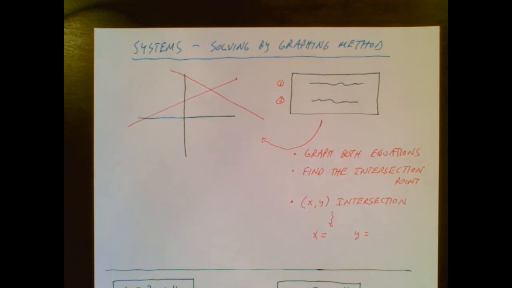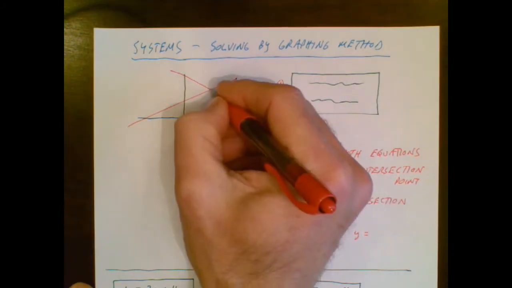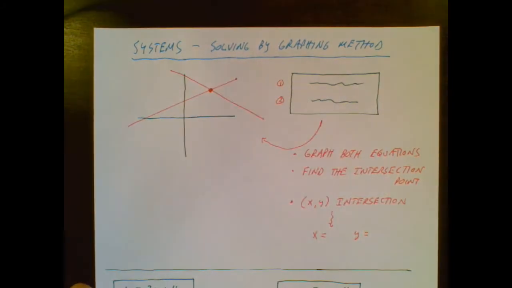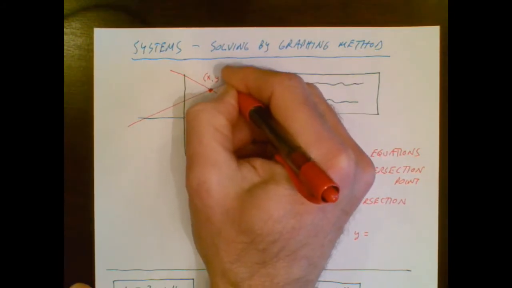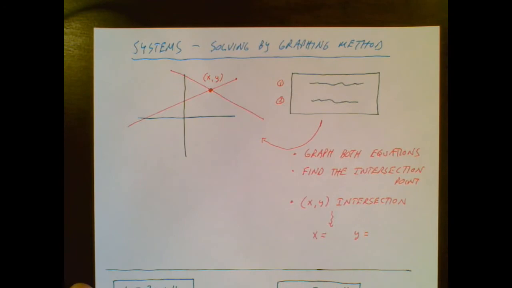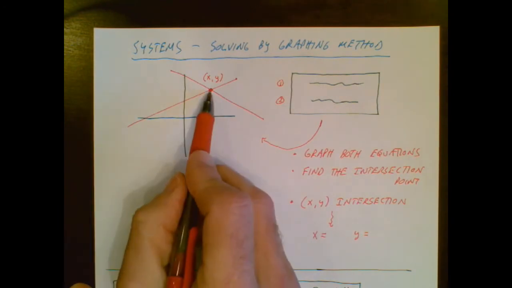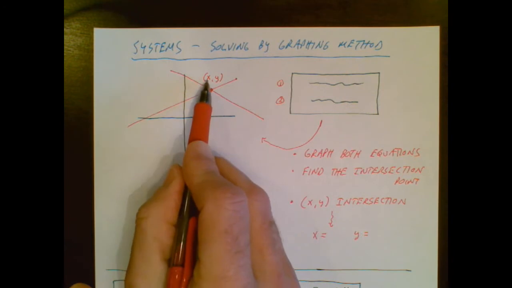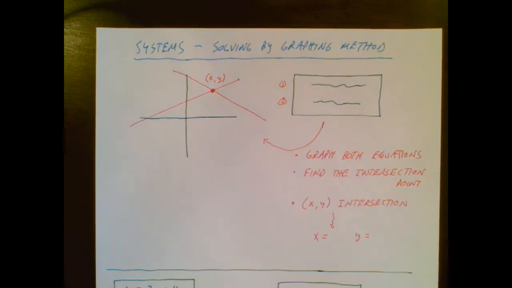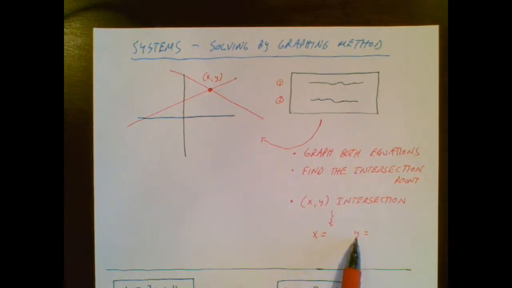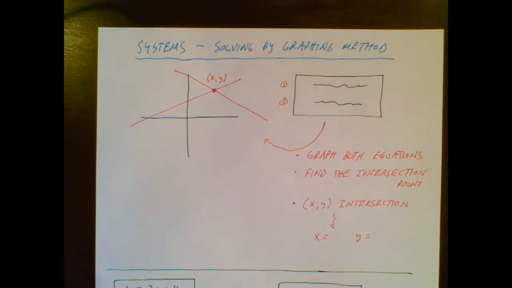And after you graph them, you're going to look for the intersection point. And an intersection point, like every point in the world of algebra, has a coordinate x comma y. Well, here's the great thing. If I find out the intersection point, I get an x comma y, and that x is the answer for x in the system of equations. That y is the answer for the y in the system of equations.